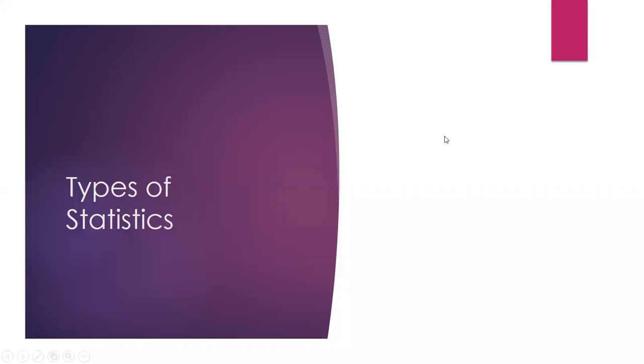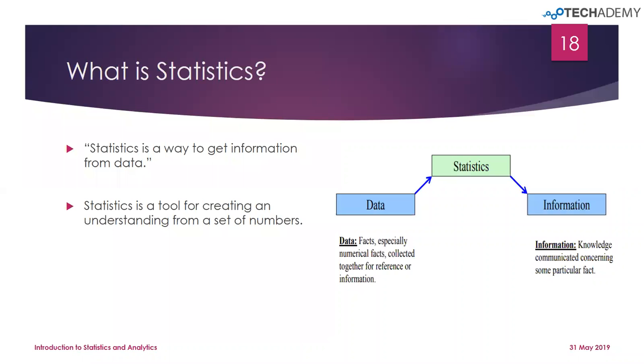Hi, in the continuation of our topic on the basics of statistics, let's now move forward to the two types of statistics. First of all, we need to understand what statistics is before we can discuss the different types of statistics. So, statistics is a way to get information from data.